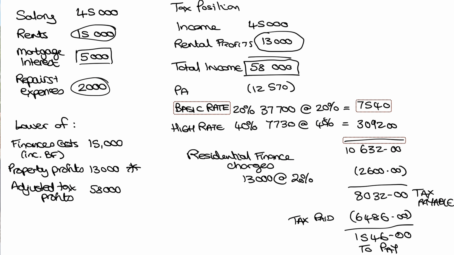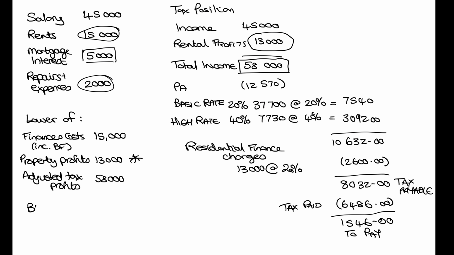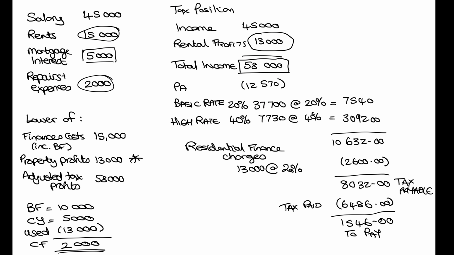The other thing that we need to know is we brought forward 15,000 residential finance charges, costs that we had banked already. We have only used 15,000, so brought forward figure is 10,000, current year is 5,000, our used figure is 13,000, which means our carry forward figure is going to be 2,000, which can be used potentially next year depending what has happened.